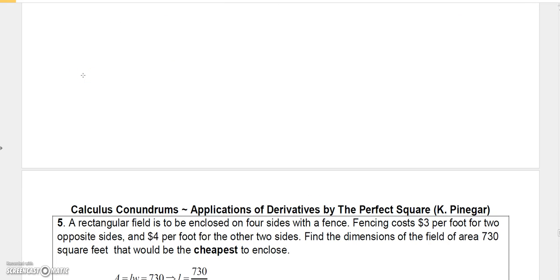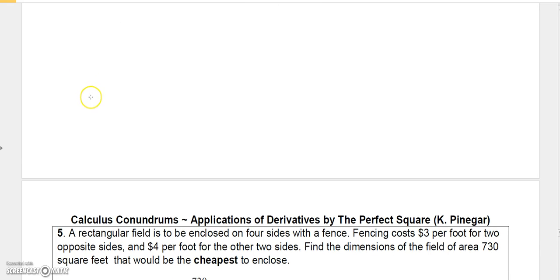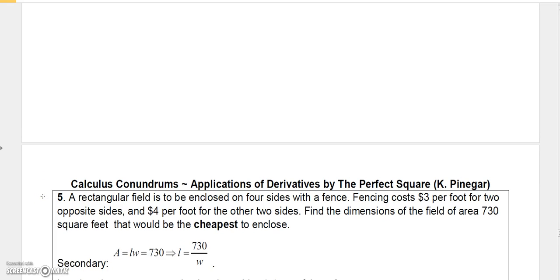Now on the next two problems, I'm just going to show you the problem, and I'm going to ask you to pause the video and go ahead and try to work the problem. So this first problem wants us to find the dimensions of the field that has an area of 730 square feet that would be the cheapest to enclose. So we want to actually minimize the cost on this one. Okay, so after you've given this problem a try, then go ahead and play the video, and I'll slowly scroll through it here and you can check your work.